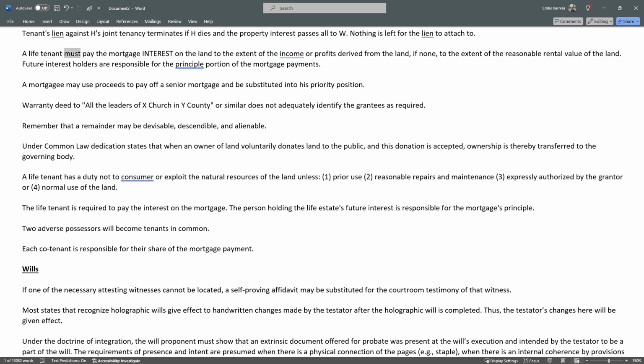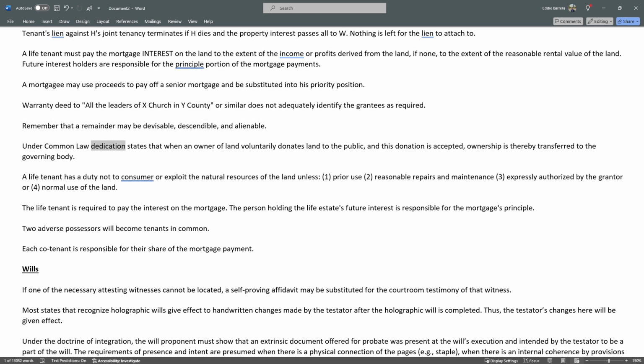A life tenant must pay the mortgage interest on the land to the extent of the income or profits derived from the land, if none, to the extent of the reasonable rental value of the land. Future interest holders are responsible for the principal portion of the mortgage payments. A mortgagee may use proceeds to pay off a senior mortgage and be substituted into his priority position. Warranty deed to all the leaders of X church in Y county or similar does not adequately identify the grantees as required. Remember that a remainder may be divisible, descendable, and alienable.